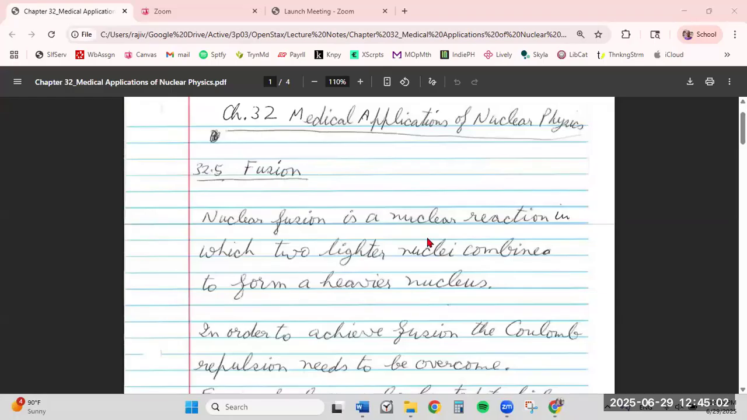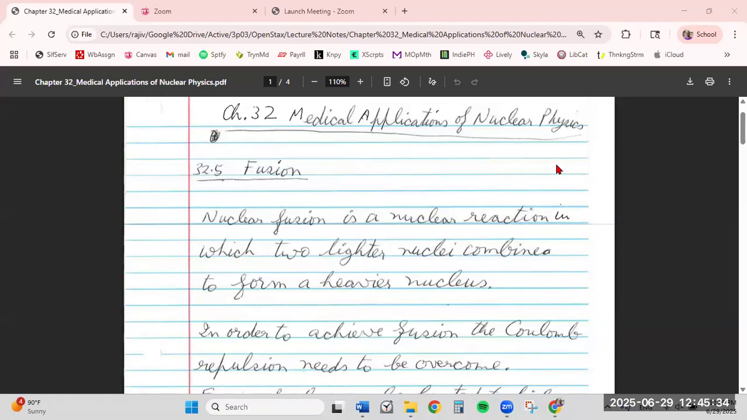We now move on to chapter 32. This chapter has a lot of interesting material involving medical applications of nuclear physics, but we don't have time to go into this in detail. But if any of you is interested, you can read the stuff on your own. It's interesting, especially if you're thinking about doing anything in the medical field or life sciences.